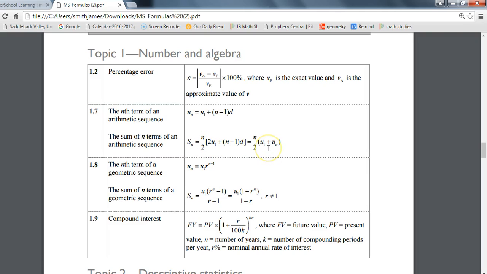To use the shorter one, here's what you would need to know. n represents the number of terms. So if we said find the sum of the first 20 terms, n would be 20. Okay, so it's the number of terms. u of 1 is the first term in the sequence. And u of n is the value of the last term. So if we said find the sum of 20 terms, this would be a 20, and this would be the value of the 20th term in the sequence.